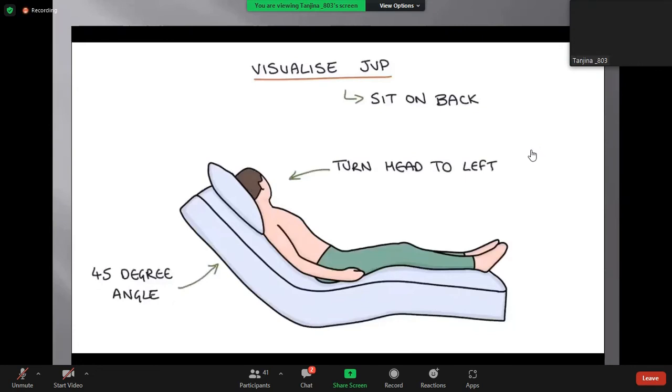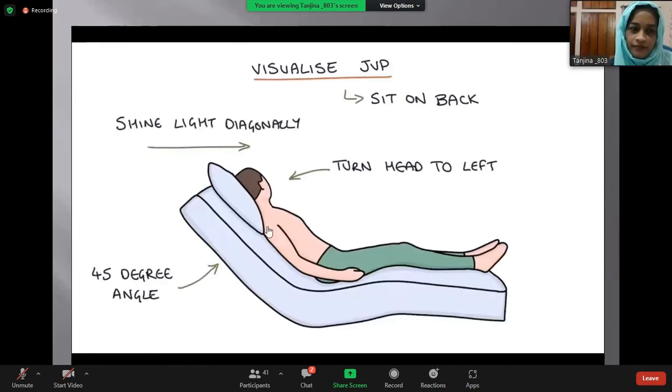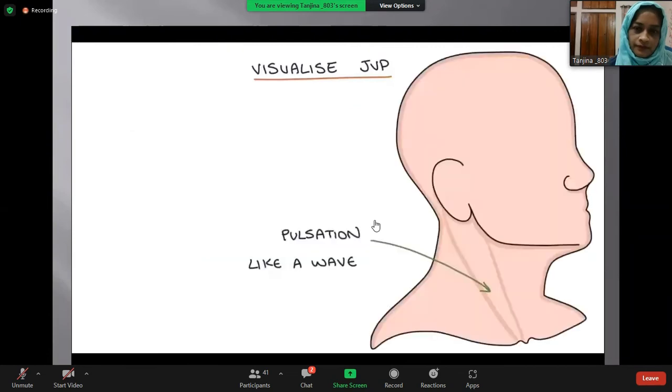So lie the patient in the supine position at a 45-degree angle and turn the head to the left lateral position, and visualize the jugular venous pulse. This is the a wave, with 2 pulses per heartbeat, but in the case of carotid pulsation, 1 pulse per heartbeat. This is the distinguishing point between the carotid pulse and the venous pulse.